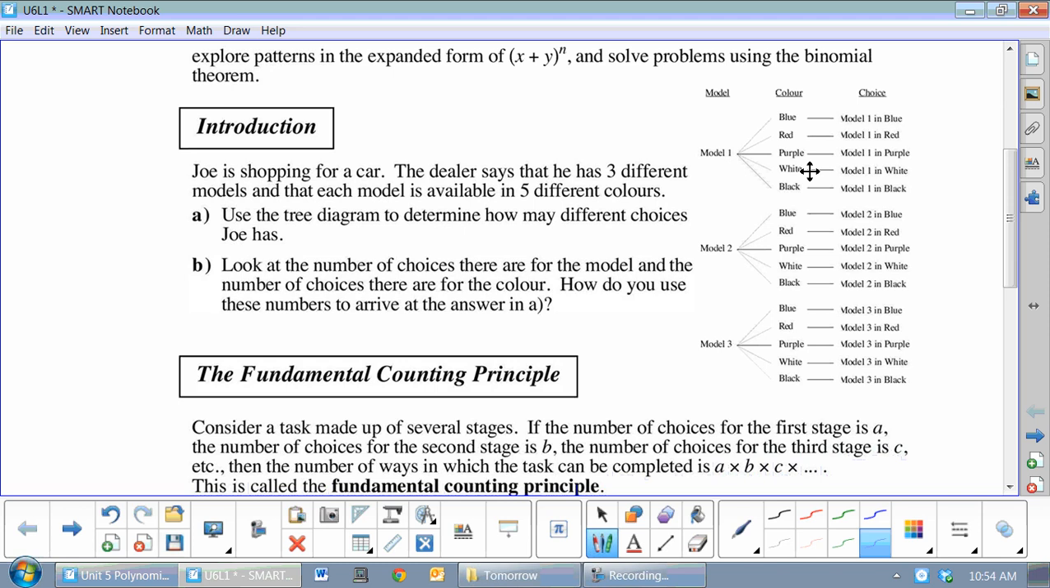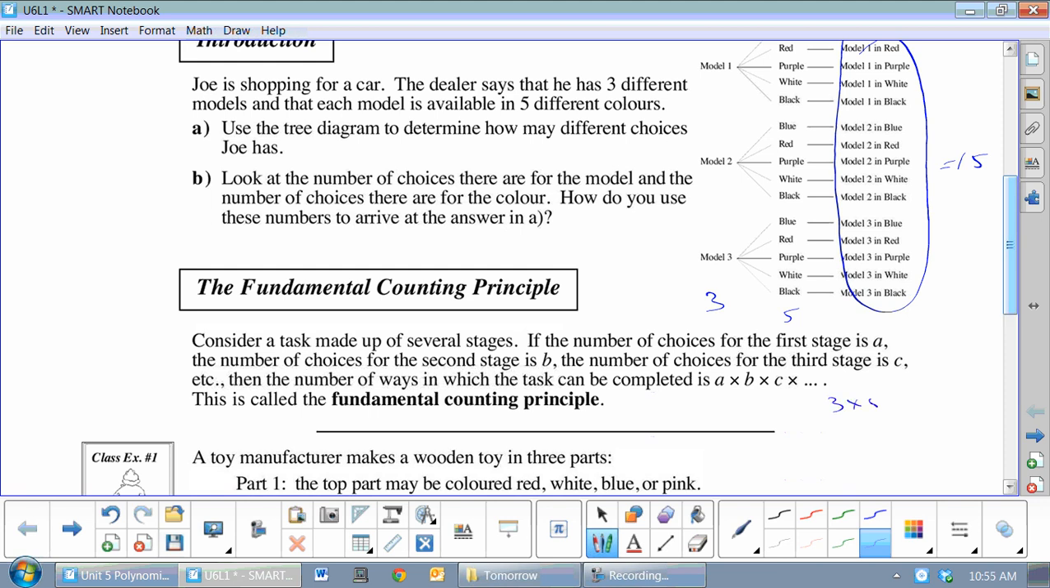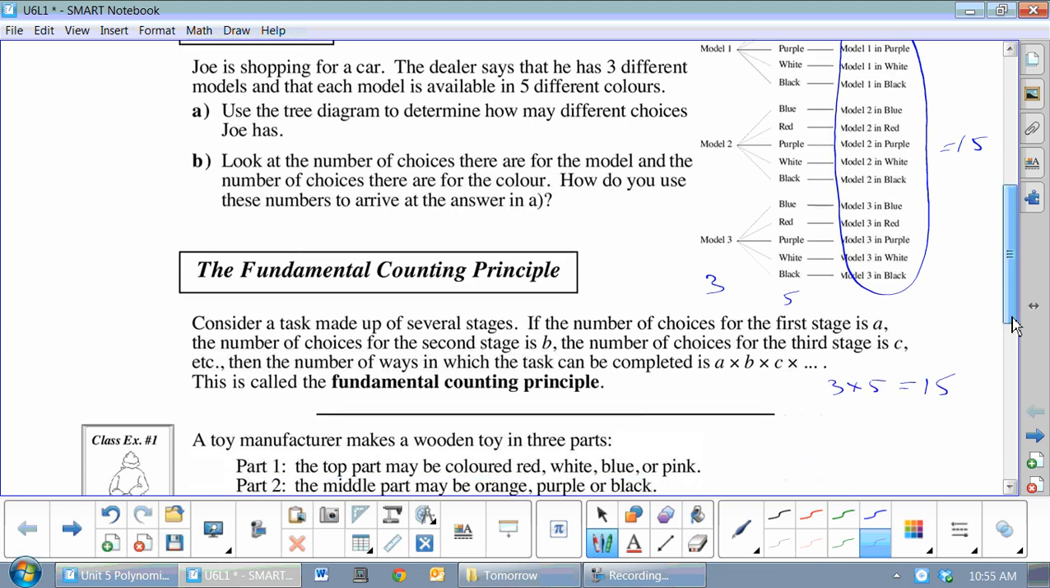Okay? Now, you can see here in stage 1, there is 3 different options. In stage 2, there was 5 different options per. And how many different models does that make? 15. So do you see a faster way that you could come to this? Just go first stage times second stage and you will get the answer.